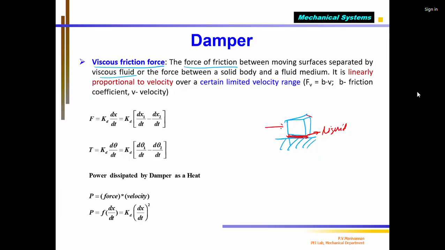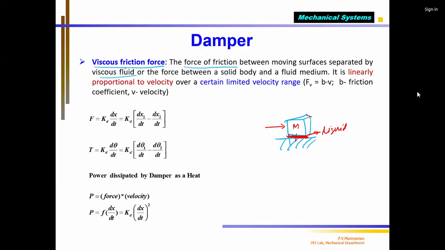So now if you apply a force, there's a motion. During that time, there is a friction created by the liquid. The interaction of the liquid with the surface, which is nothing but the table, and the top one, which is the moving mass.